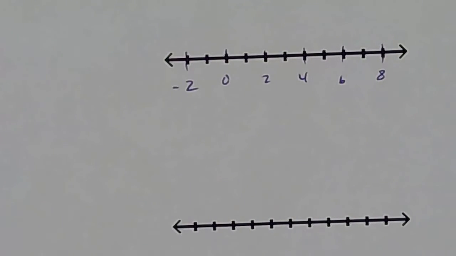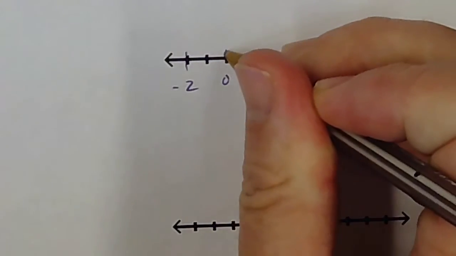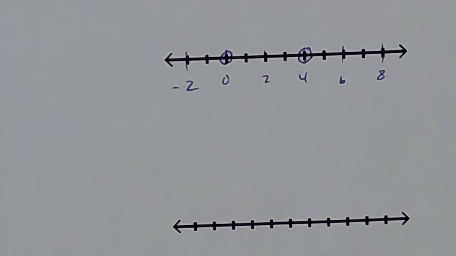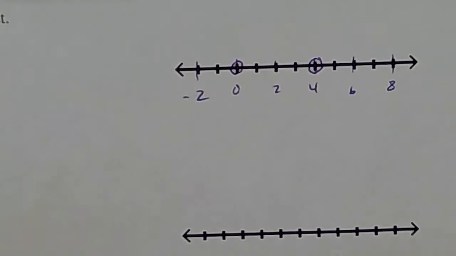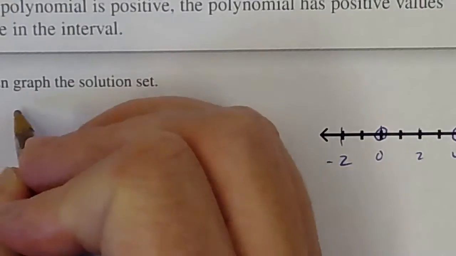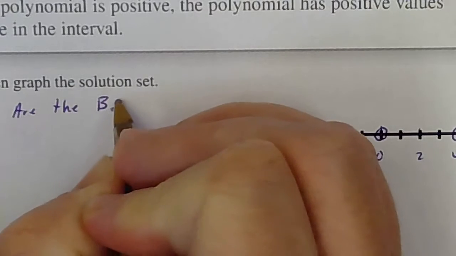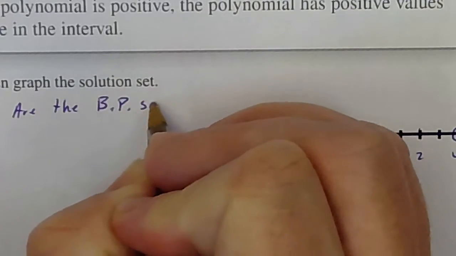All right, and I'm going to start by just creating some open circles at 0 and 4. Okay, I kept them open because you've got to remember the rules. Basically, we're checking this. Are the BPs, boundary points, solutions?